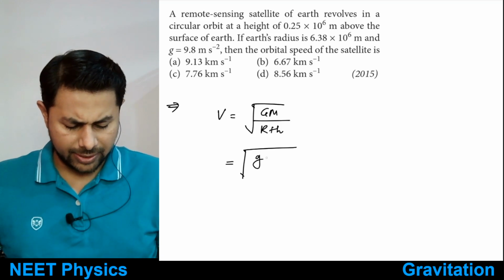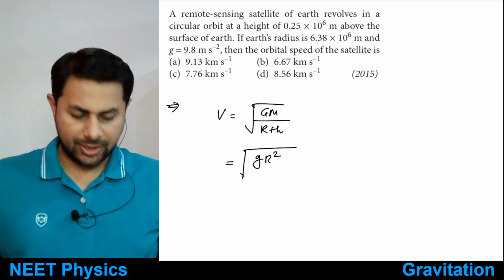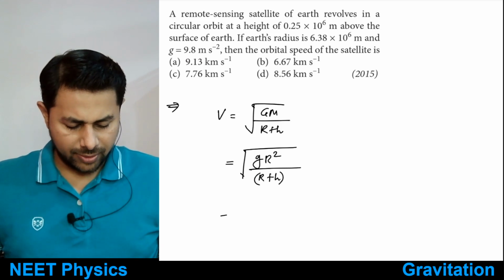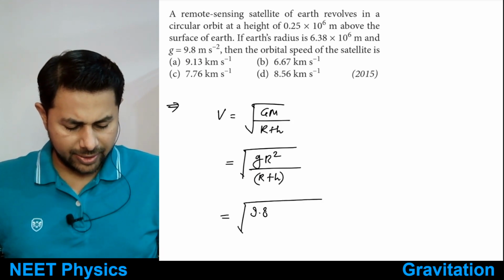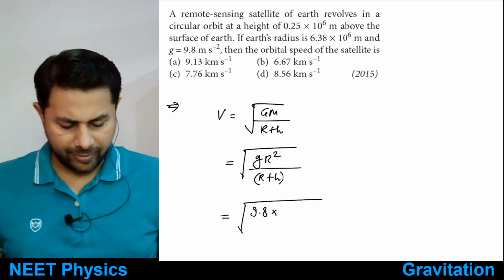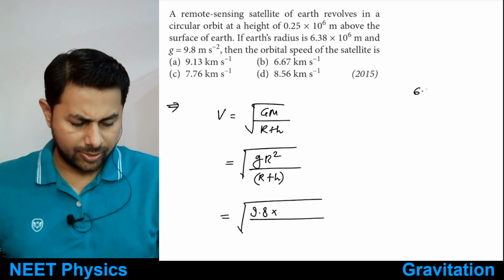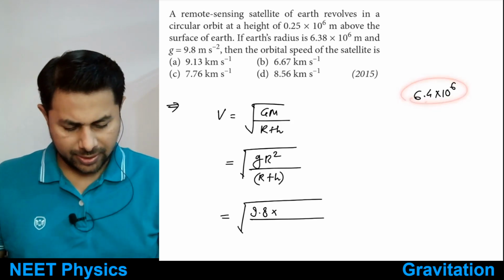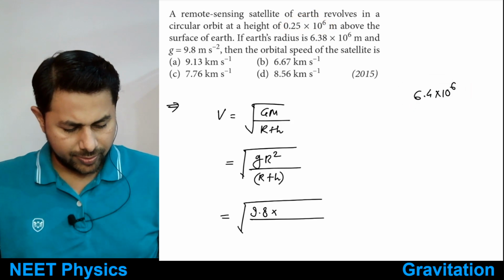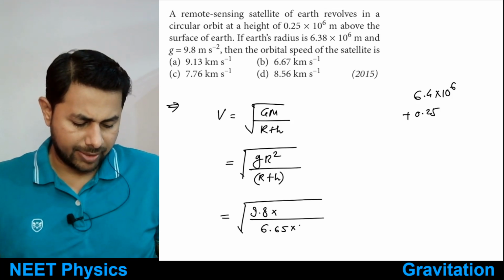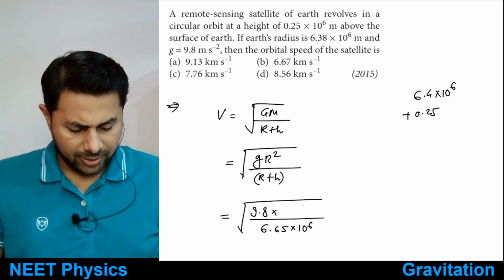GM is equal to gR², because g is given here, right? GM is equal to gR². You have gR² divided by R+h, and that is g, 9.8, multiplied by R². Now this height is small, we can say. The radius of Earth is 6.4 × 10^6, and this is 0.25 × 10^6, so plus 0.25 means it will be 6.65 × 10^6. And the numerator has 6.4 × 10^6 squared.